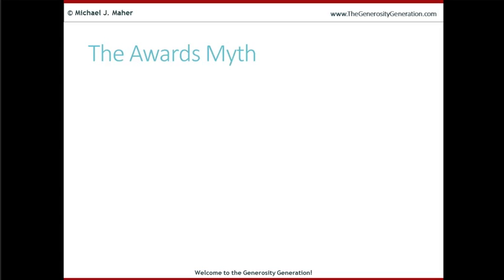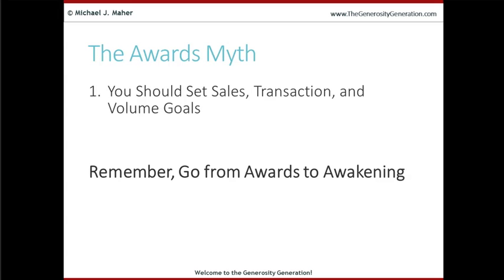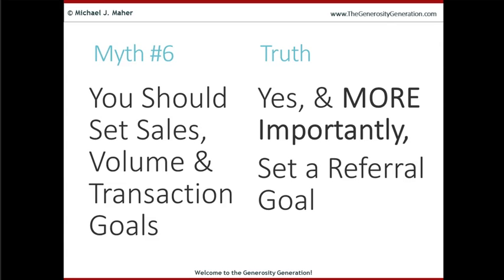Now, here's the awards myth, okay? And what we need to do is go from awards to awakening. You've been told that you should set sales, transaction, and volume goals, right? How many of you have transaction goals? You want to do 36 or 300 or 360 or 600 transactions, right? And you've probably got volume goals. So that's the myth: you should set sales, volume, and transaction goals.